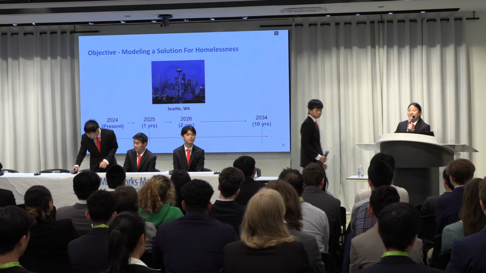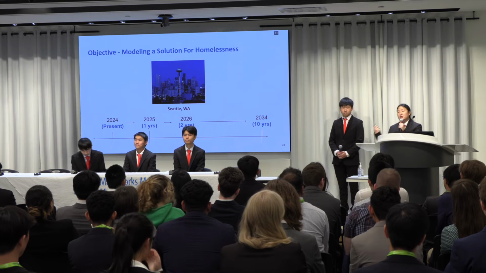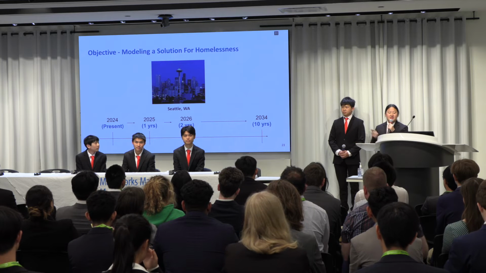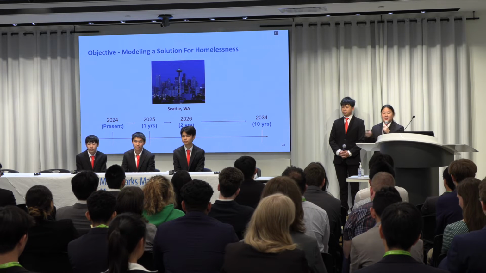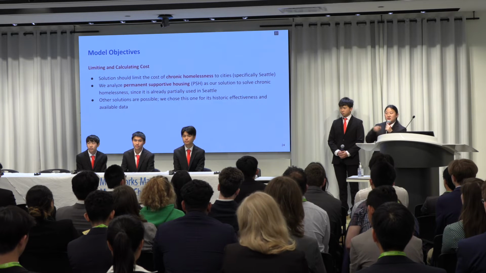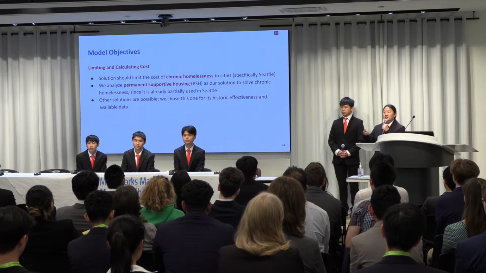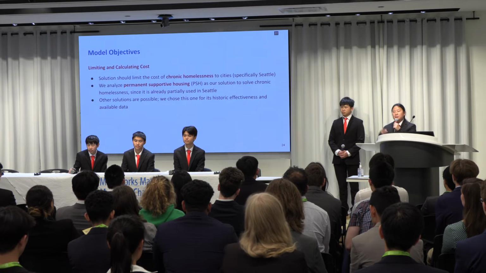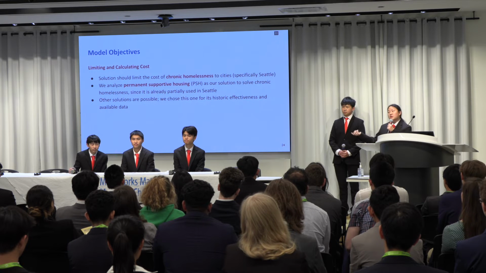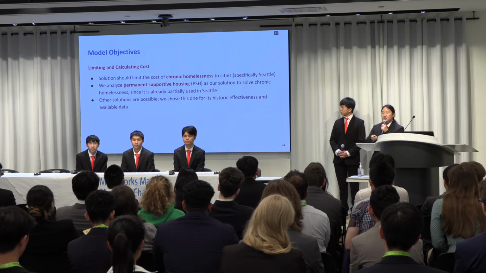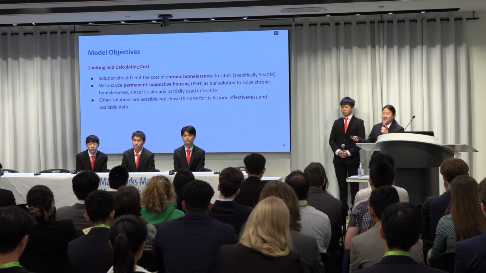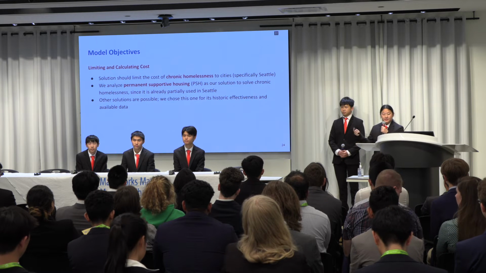Thank you, Larry. Now, for question 3, we are tasked with developing a tool to help cities address homelessness in the long term. For this question, we'll be focusing on the city of Seattle over a period of 10 years. A good solution to homelessness should reduce the cost of chronic homelessness on the city in the long term. Hence, we choose to study permanent supportive housing, or PSH for short, as our solution to homelessness because it has already been partially implemented in Seattle and hence has more available data. Furthermore, PSH has historically proven to be relatively effective in keeping people off the streets in the long term.